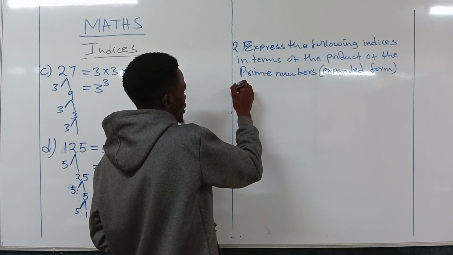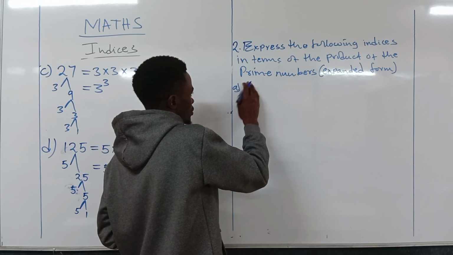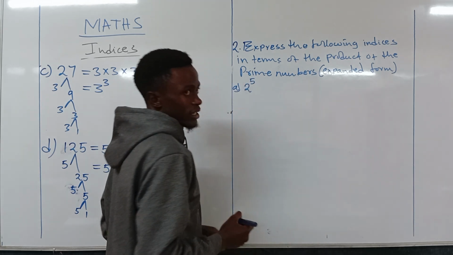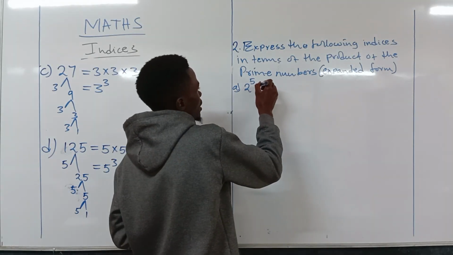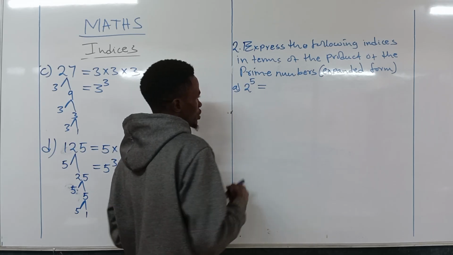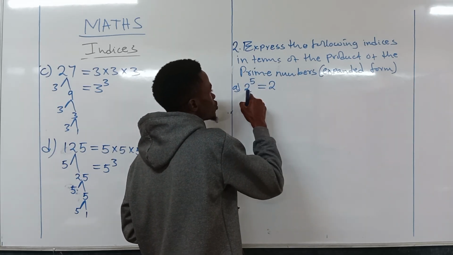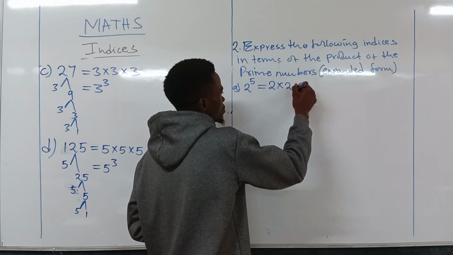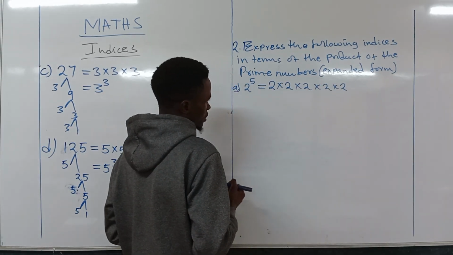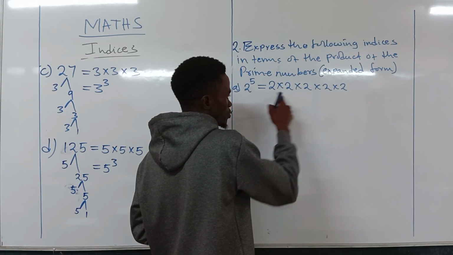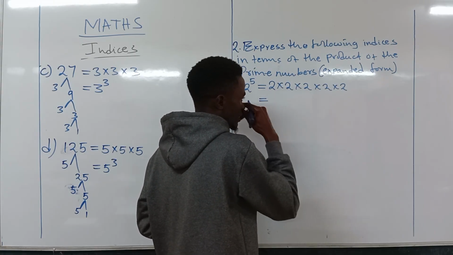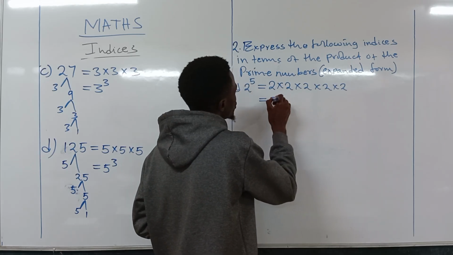So we can have a number like 2 raised to 5. In expanded form, we just write the numbers with the multiplication sign. So you just have to repeat 2, 5 times: 2 times 2 times 2 times 2 times 2. Next thing is solving this. 2 times 2 is 4. 4 times 2 is 8. 8 times 2 is 16. 16 times 2 is 32.